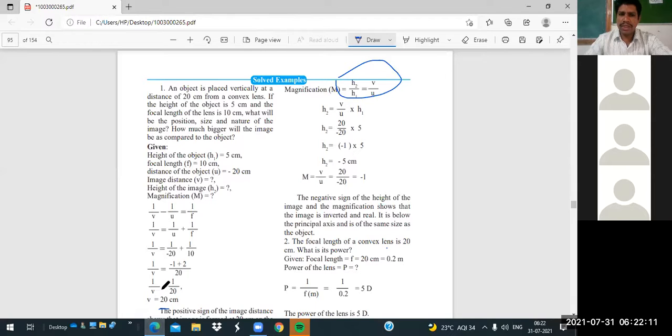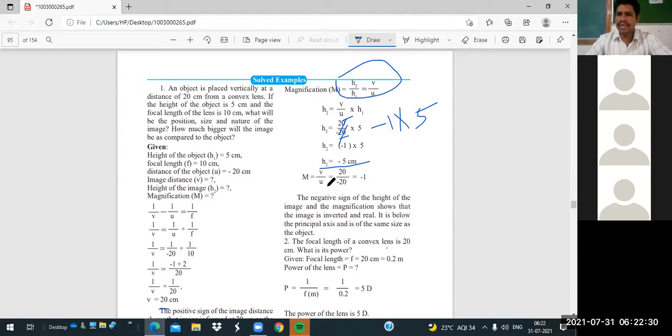Then we got V as 20 centimeter. U we know is the initial minus 20, and H1, the height of the object, is 5 centimeter. So what will you get? 20 upon 20 remains, minus 1. So minus 1 into 5. So what will you get? H2 is minus 5 centimeter.